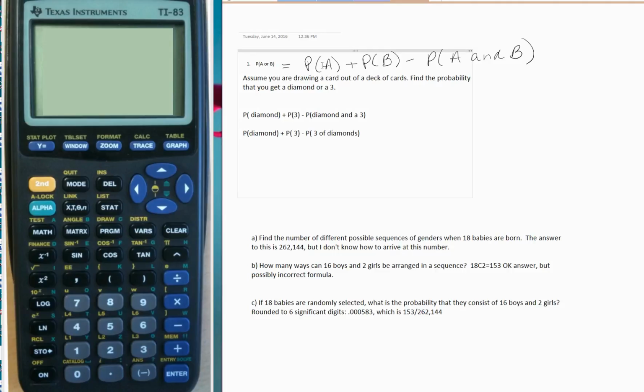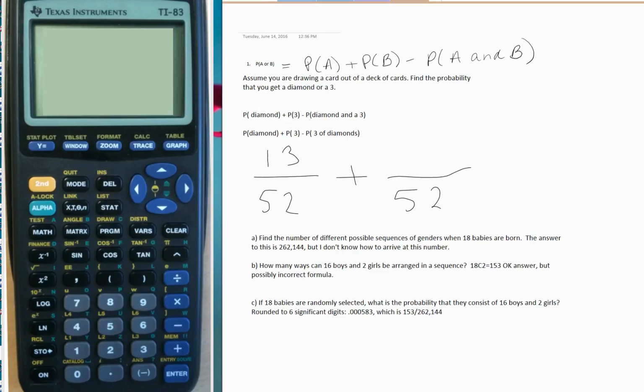Okay, so now there are 52 cards. Each suit has ace, 2, 3, 4, all the way up to 10, and then it's jack, queen, and king. So there are 13 cards of each suit. And then, like I said, there are 4 suits. So here, each of our denominators is going to be 52, since there are 52 cards. Okay, so we're going to have how many diamond cards there are over 52. So there are 13 diamond cards, plus how many 3s there are over 52.